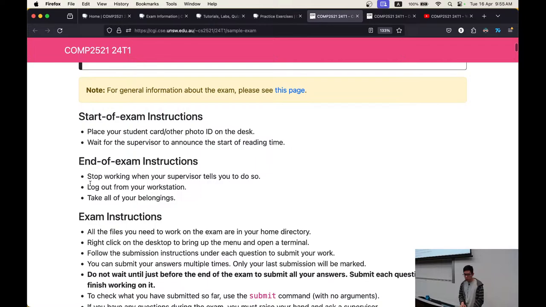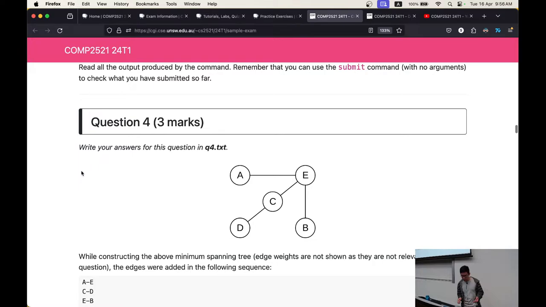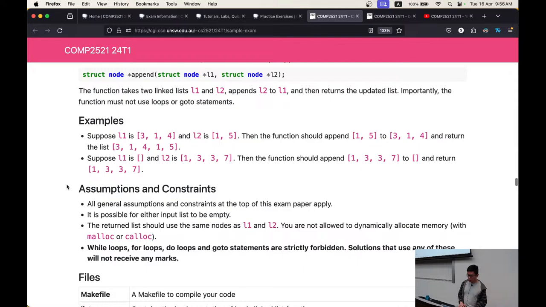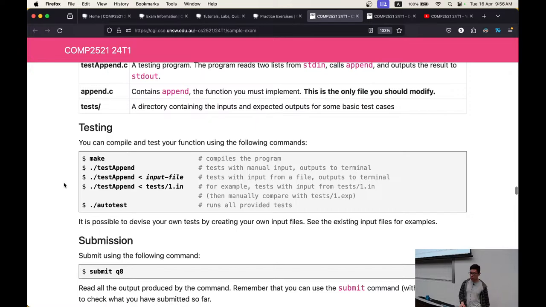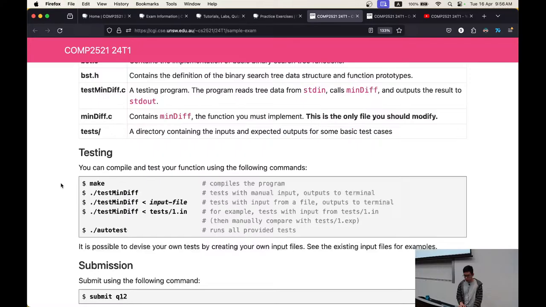You get to see what's available, and you get to see the style of the questions. Obviously, the questions won't be the same, but you can get a feel for what it's like. For the programming questions, you get an idea of the format for each question. The format will be the same, and you can see the kinds of constraints that we give you, so you can get used to those. Any other questions?